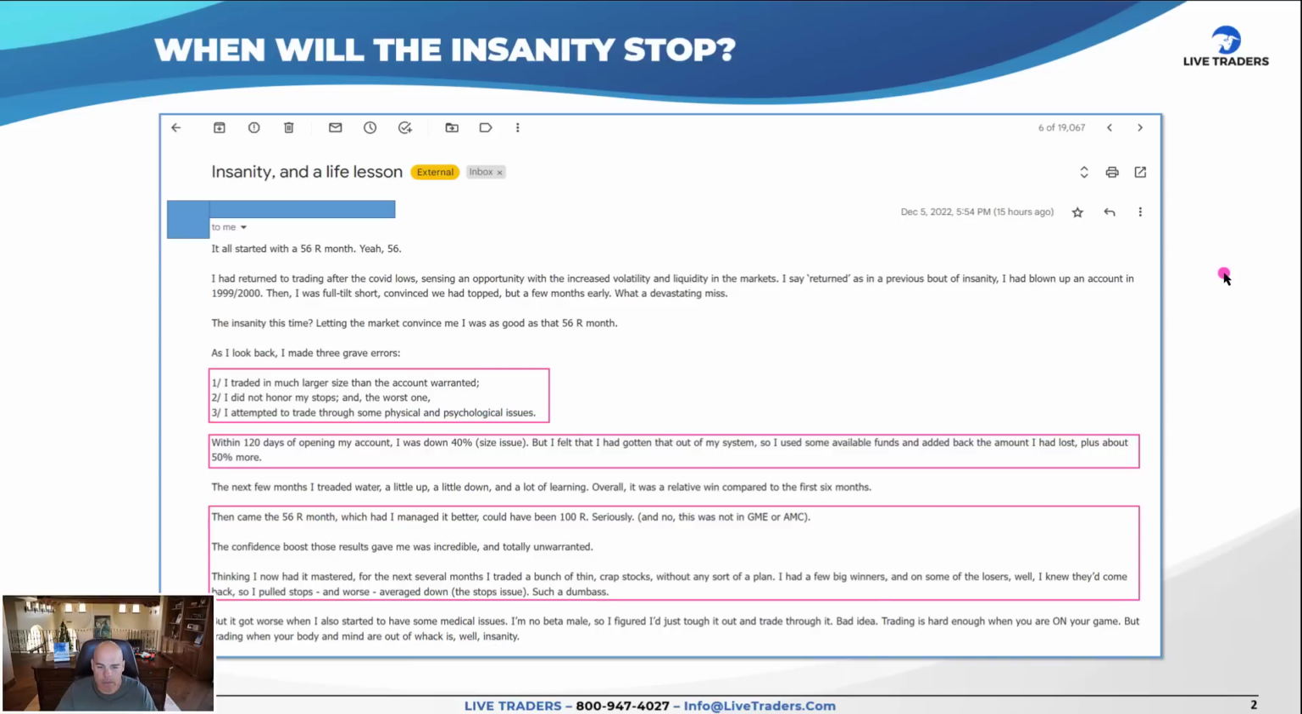Okay. For the next several months, I traded a bunch of thin crap stocks without any sort of plan. I had a few big winners and some losers. Well, I knew they'd come back, so I pulled stops, and worse, I averaged down. Such a dumbass. I want you to read that last line. I pulled stop losses, which means I had them in, but then I chose not to adhere to them, and I averaged down on losing positions. Okay. But it got worse when I had some medical issues.